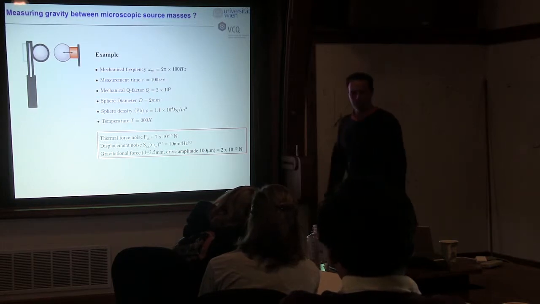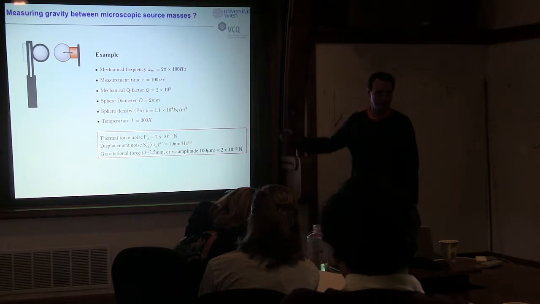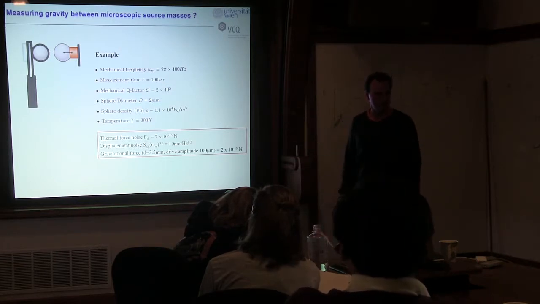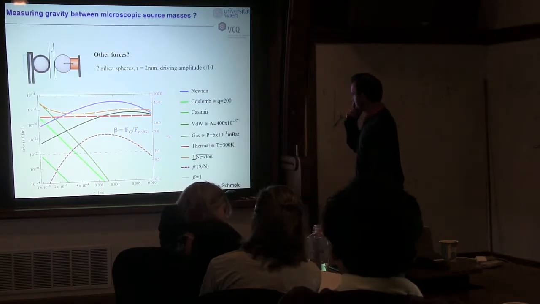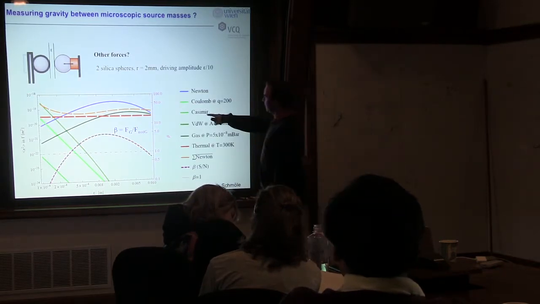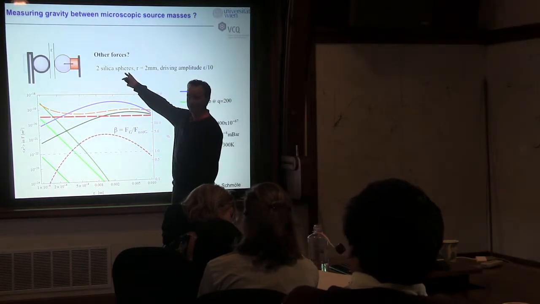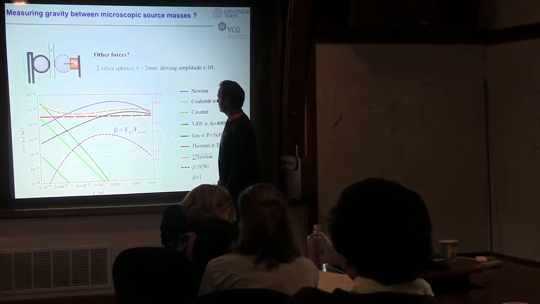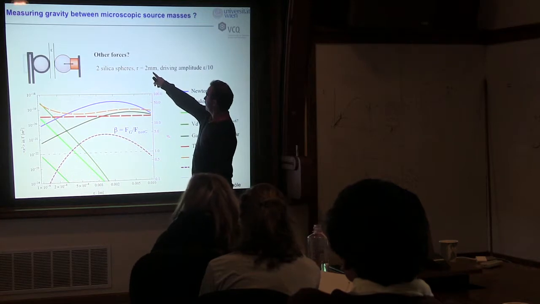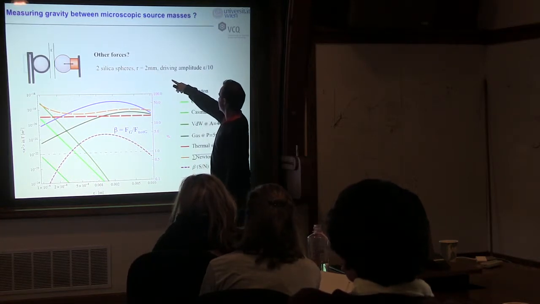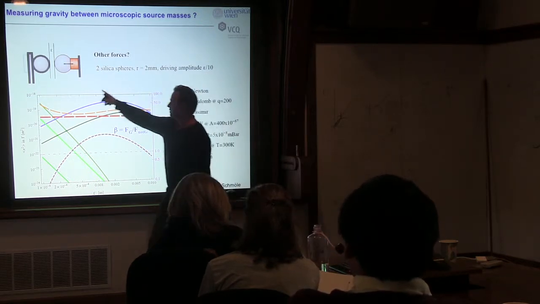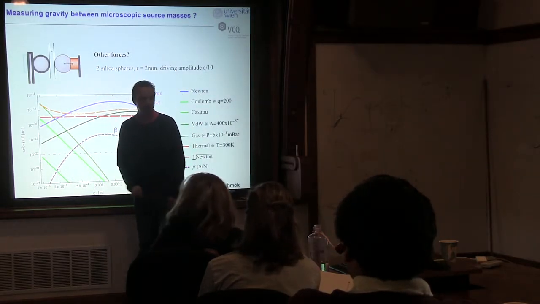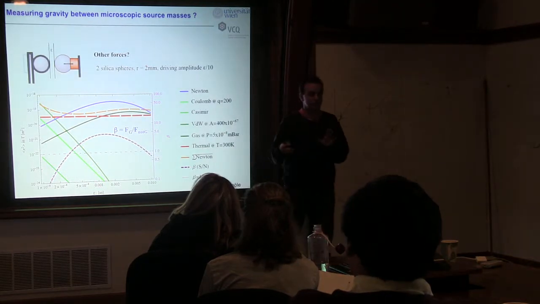Okay. But now, of course, the first question that comes to mind is, what about all the other forces? I mean, that's nice, but it's the ideal situation where the world exists only of gravity. So let's look at the other forces. Here's another case, the first situation with silica spheres, which are less dense, so the force is a little bit smaller. Radius of 2 millimeter in that case, and the driving amplitude is set to epsilon. Epsilon is the distance between the two surfaces divided by 10. We just take that as the driving amplitude.